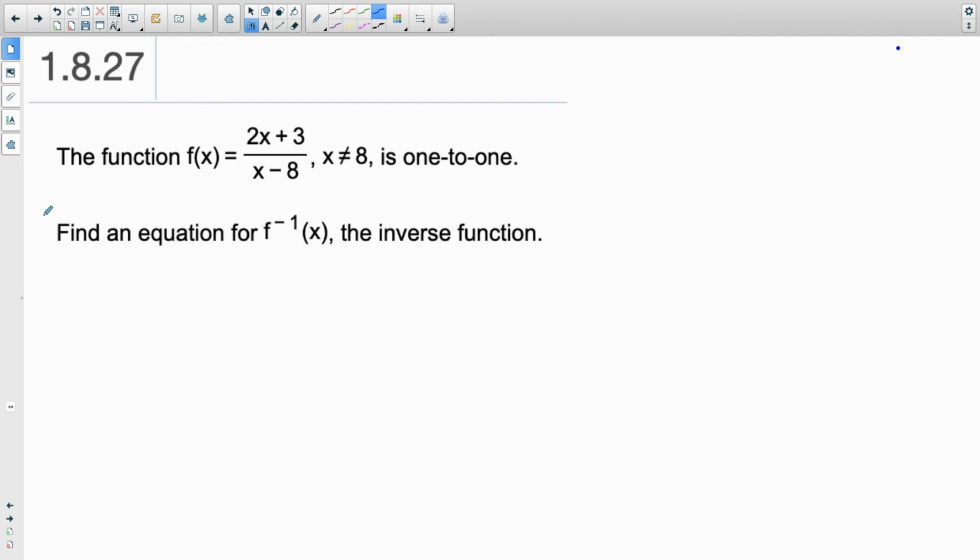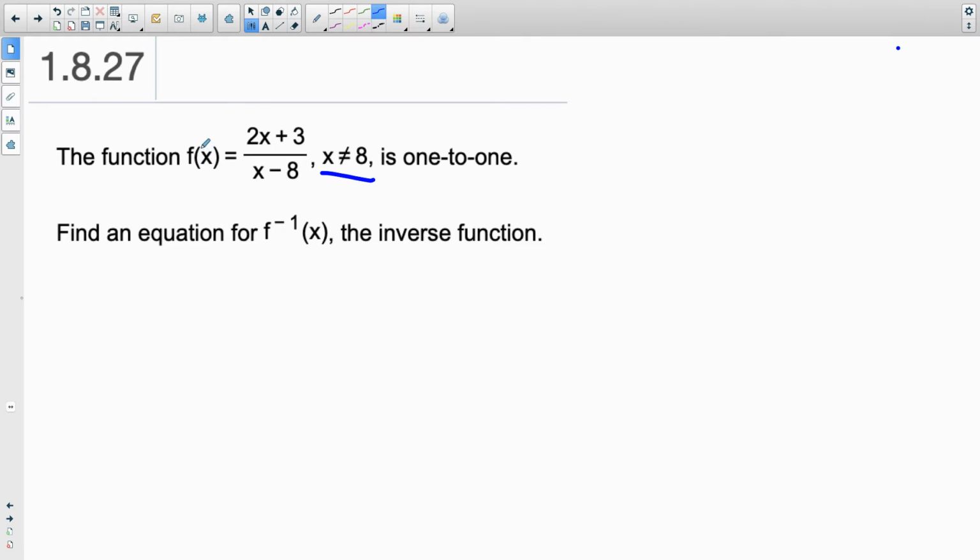Let's take a look at a more challenging inverse function question that relates to rational functions. They're telling you that this rational function, as long as x does not equal 8, is 1 to 1. Okay, let's find the inverse. And the process for finding the inverse, let's fast forward. If you're watching this first, you're going to want to go back and watch some of the more simpler ones because this one's a little hairy.